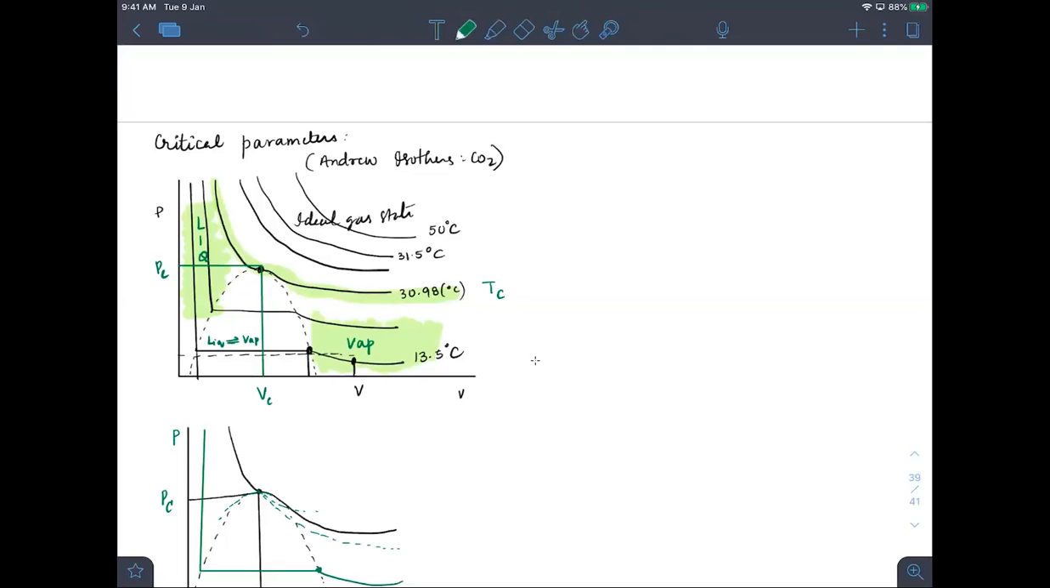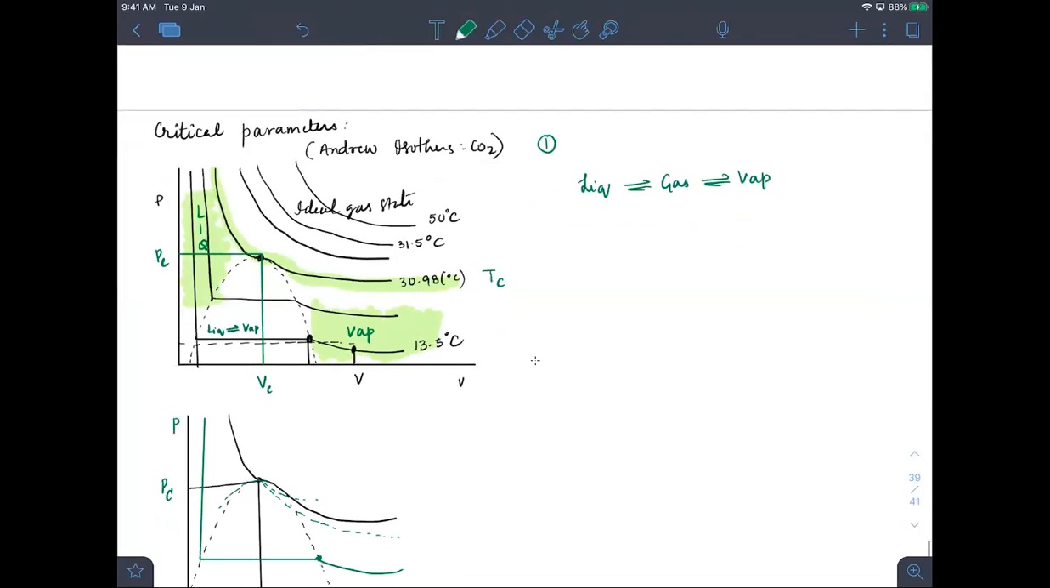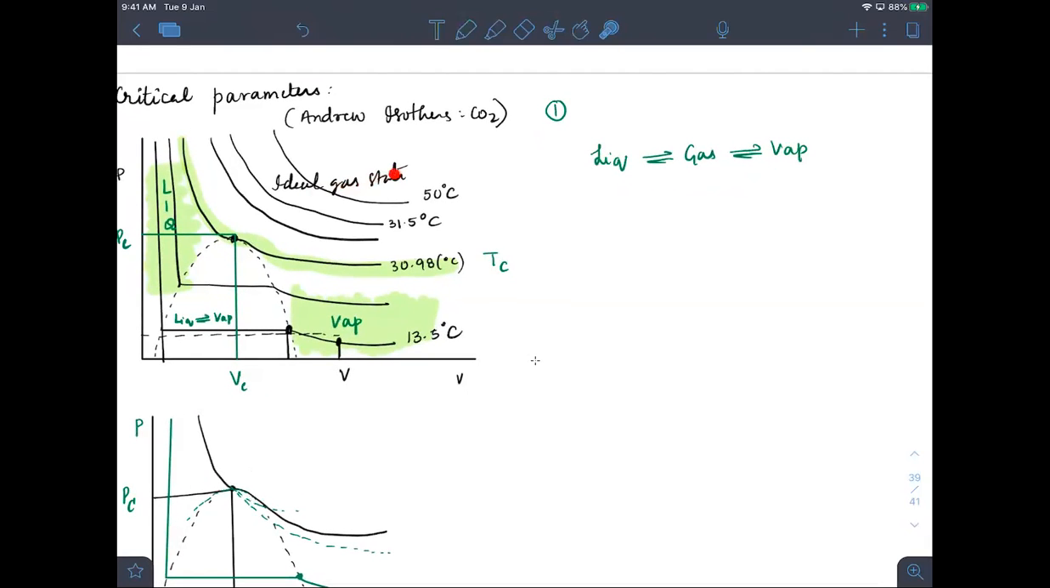Second definition: critical temperature is that temperature at which liquid, gas and vapor all exist in equilibrium. Sir, isn't gas and vapor the same thing? Okay beta, the difference is that vapor can be converted into liquid only by compression, which means only by applying pressure. But when it comes to gas, no matter how much pressure you apply, it cannot be converted into liquid. That is the difference between gas and vapor. Okay sir. And also, why will the gas be in the liquid state on the far left?